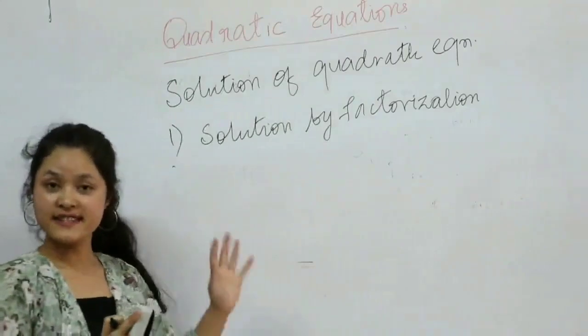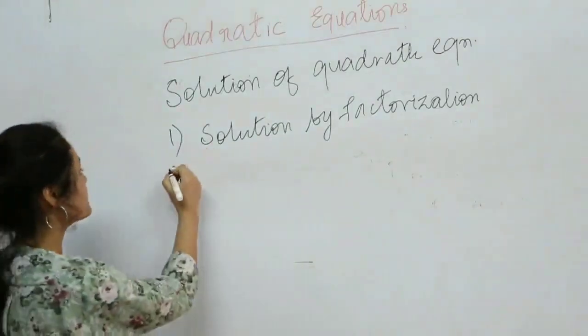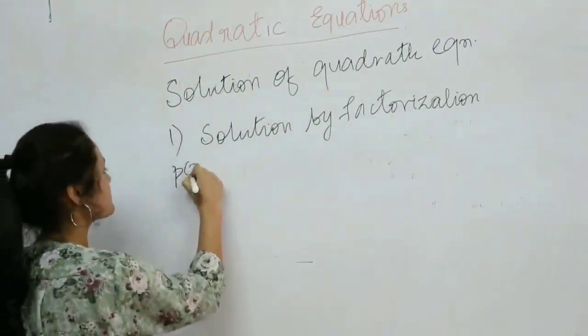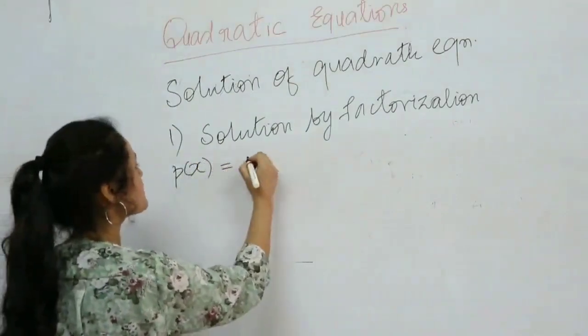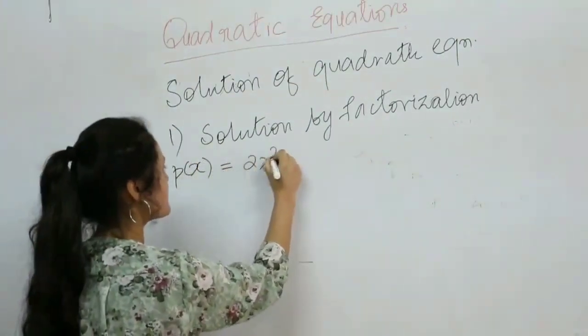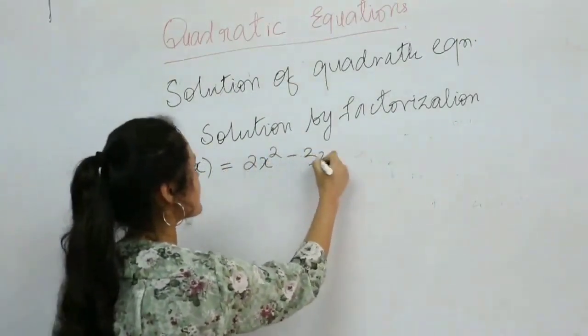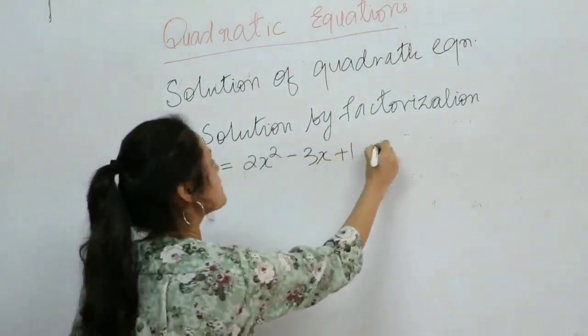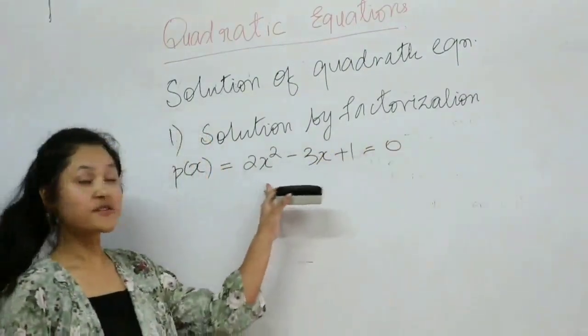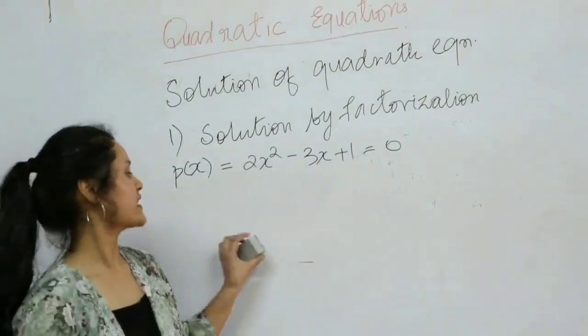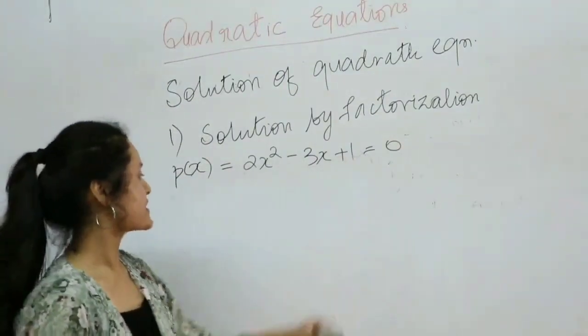I will be solving the same example that I gave before: the equation 2x squared minus 3x plus 1. We have already seen that x = 1 satisfies this equation. So let us find another root by factorization.